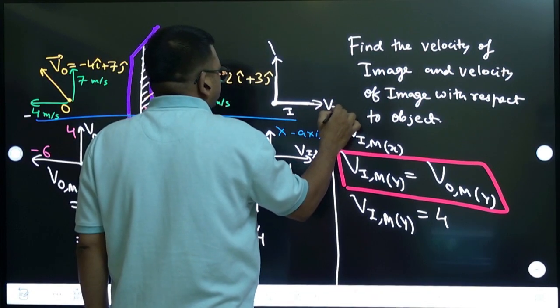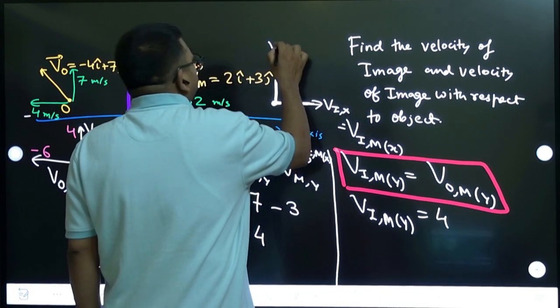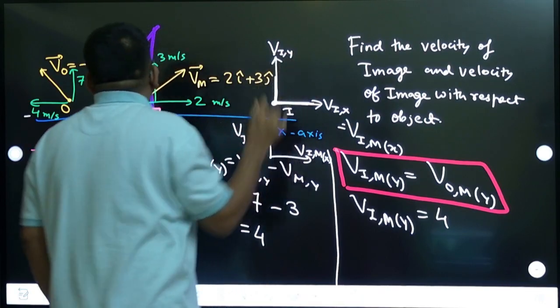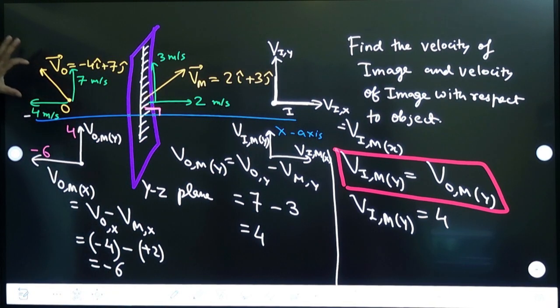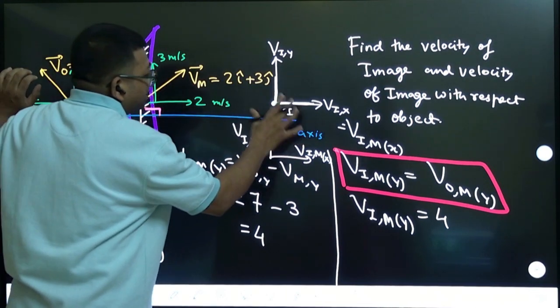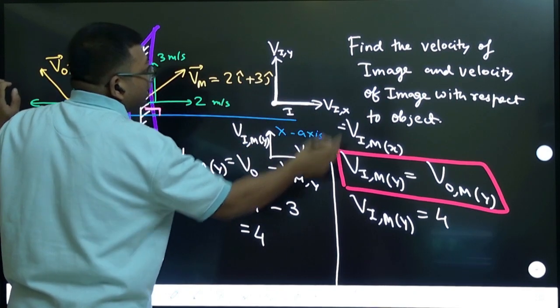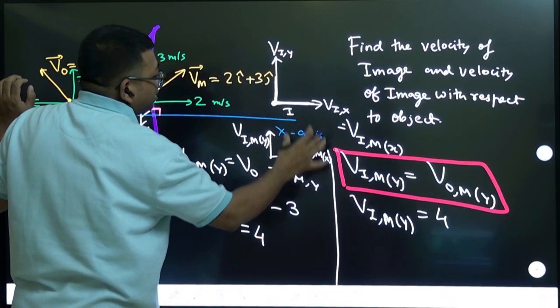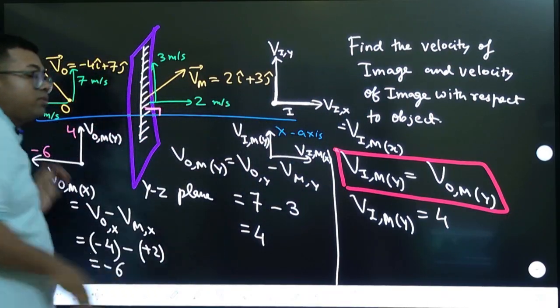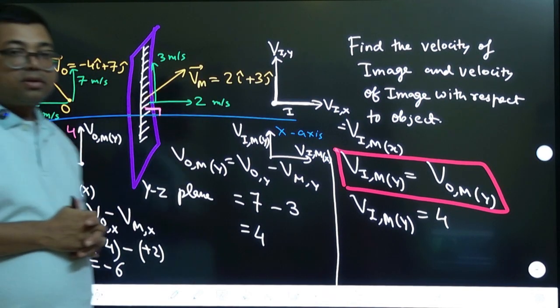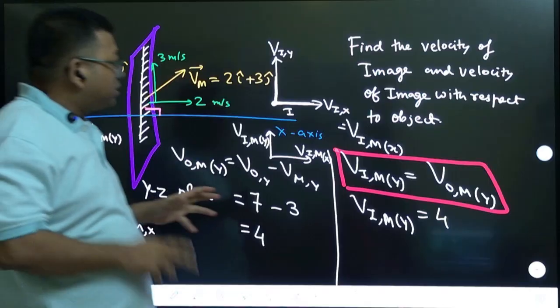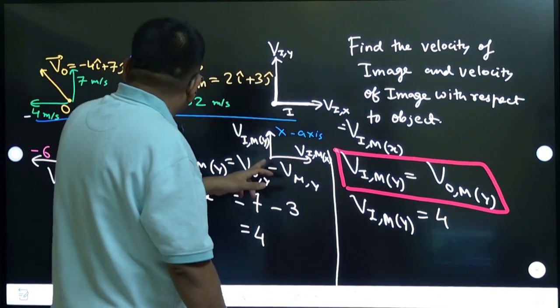So velocity of image along x and velocity of image along y, just like this diagram here. This is velocity of object along x and y, this is velocity of image along x and y, and that also we need to calculate. We need to calculate both, right? Image velocity and relative velocity with mirror, both we need to calculate in the question, correct? So first, what we are calculating is this diagram.